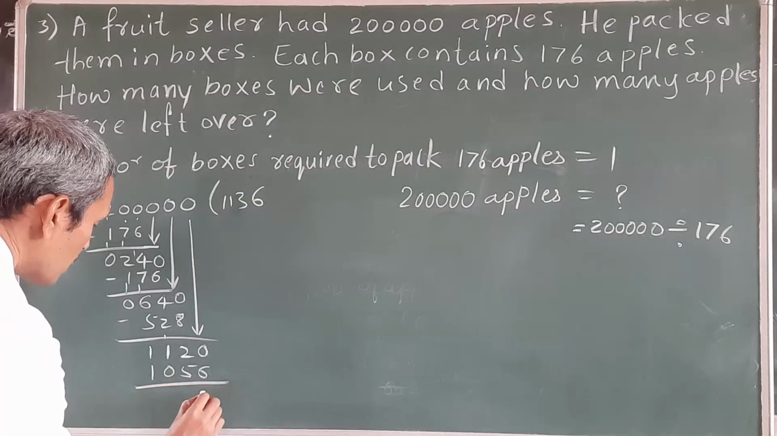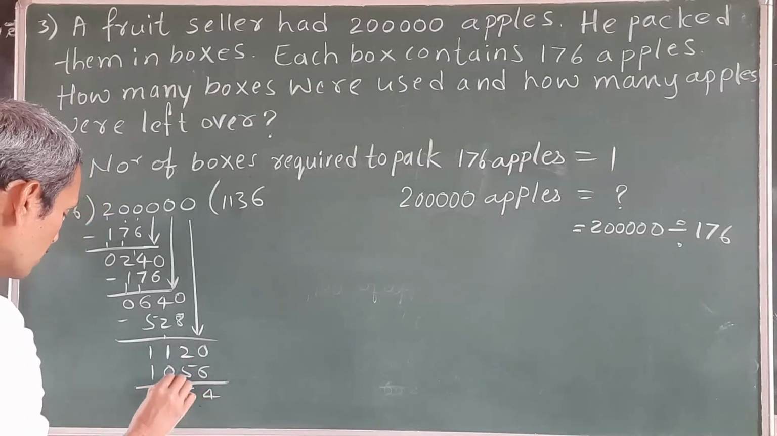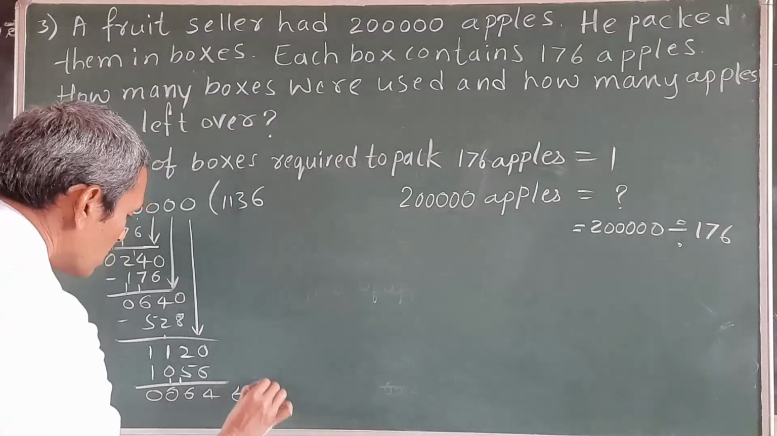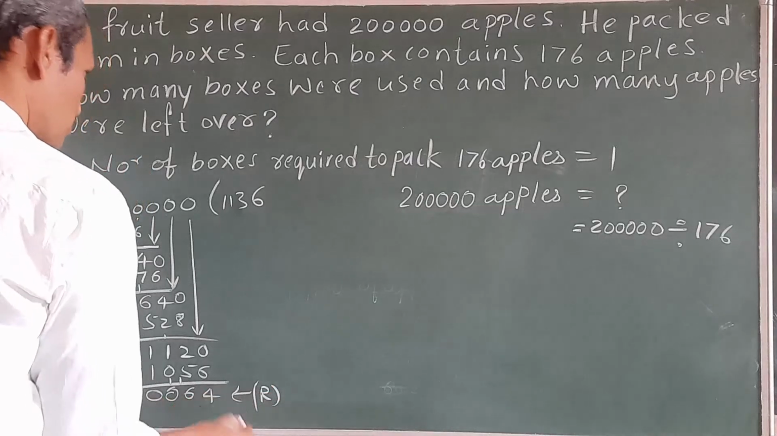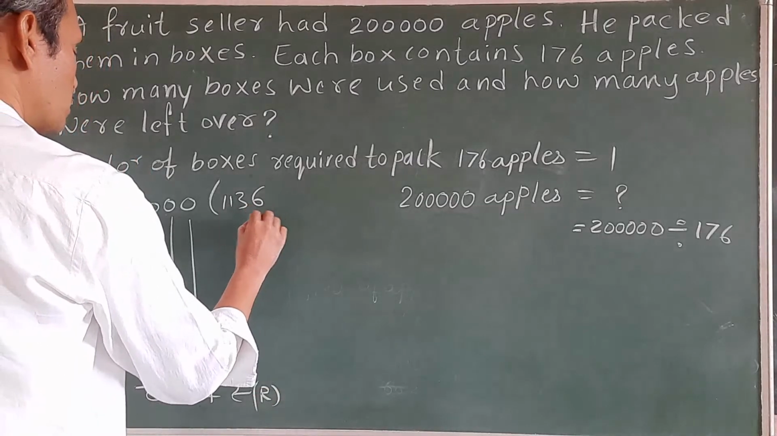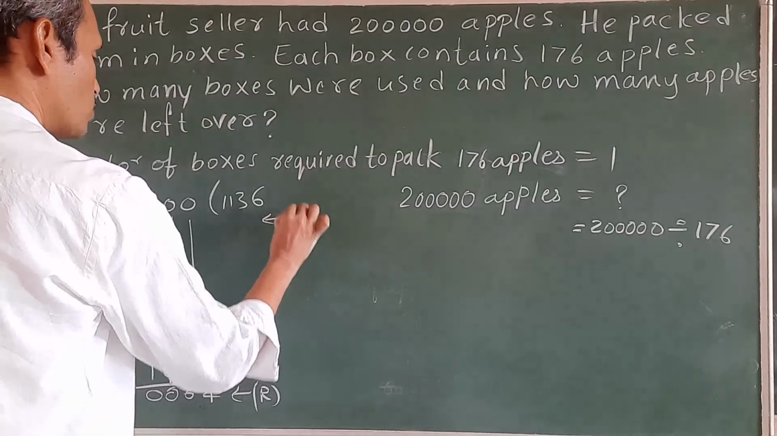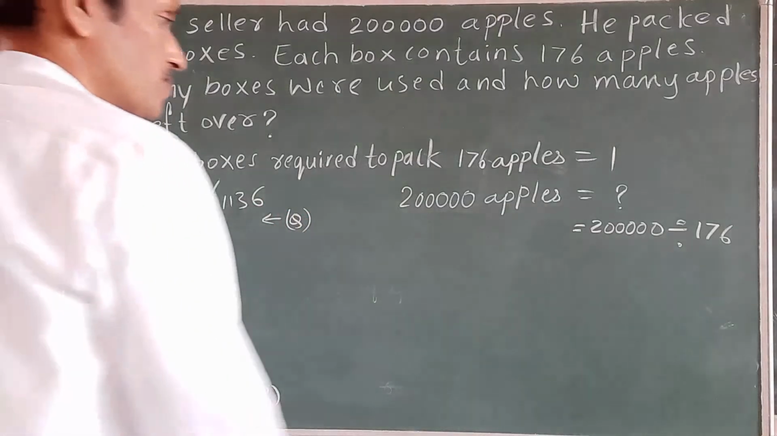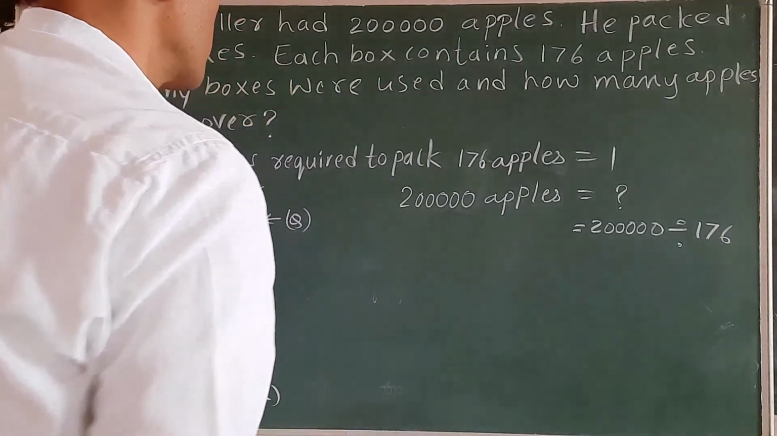1056. After subtracting this, we get 4, 12 minus 6 is 6, and this is 0. This is the remainder, these many apples are left out after packing, and this is the number of boxes required. That quotient shows the number of boxes required to pack.